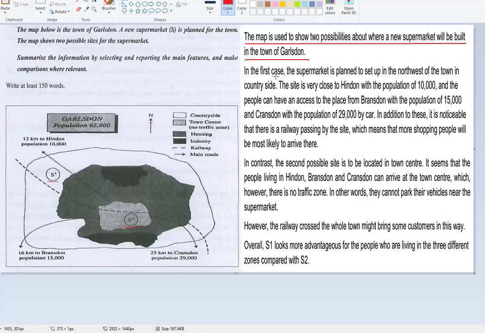Okay, in the first case, now, case, there's no case. Case refers to something that happened in the past that you are describing. The first possibility, not the first case. See, here they say the second possible site. Site would be okay, but not case.